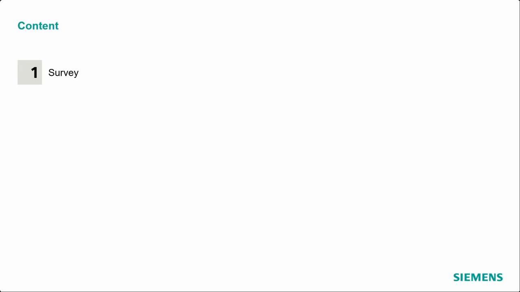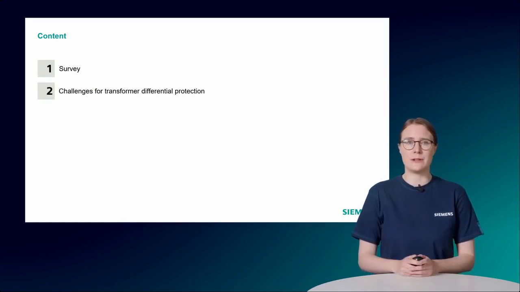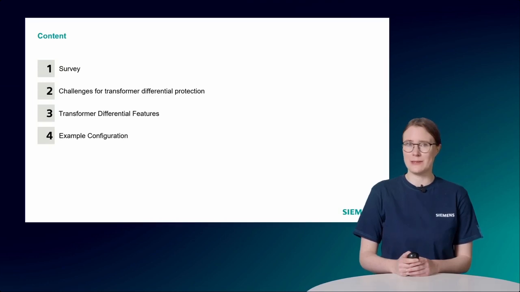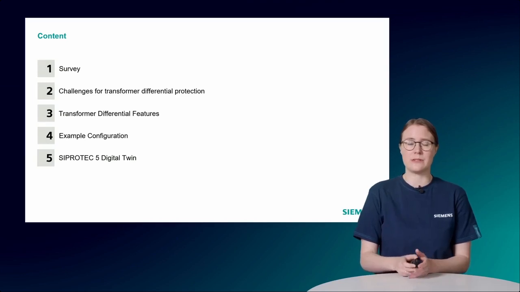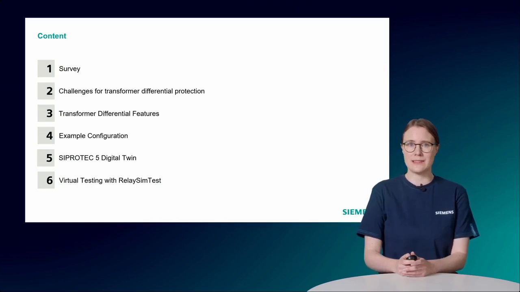Now, let us start with my small theory part and then I will hand over to Lukas. Here you see the agenda for this session. In my presentation, I will start with the results of a customer survey we made, followed by the key challenges for transformer differential protection. Then I want to explain new features introduced in SIPROTEC 5 compared to the previous SIPROTEC 4 protection family. Next, I will show you the example configuration Lukas will use for his demo part. I will finish my part of today's session with presenting the general benefits of a virtual testing approach using the SIPROTEC 5 digital twin. Then I hand over to Lukas and he shows you the benefits of Relay SimTest and gives you a demo.